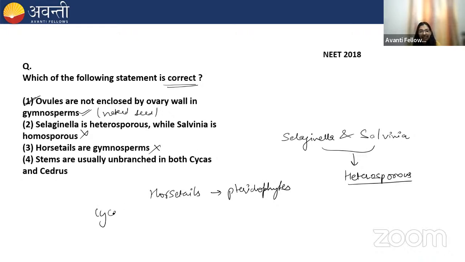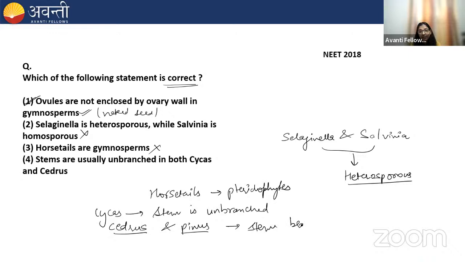The fourth says stems are usually unbranched in both Cycas and Cedrus. In Cycas, the stem is unbranched, that is correct. But in Cedrus and Pinus, the stem is branched. I told you that this point is very important. Remember this point.